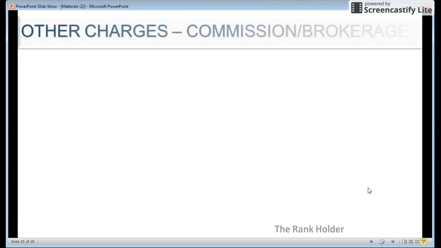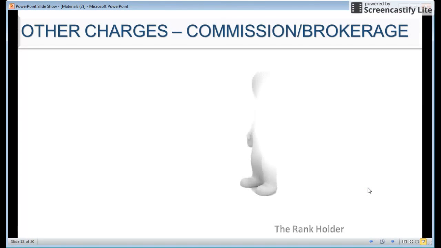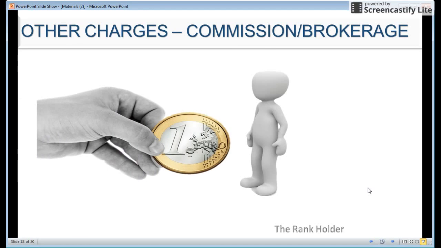Next, any kind of brokerage or commission paid during the purchase which is related to the purchase is added to the purchase price.